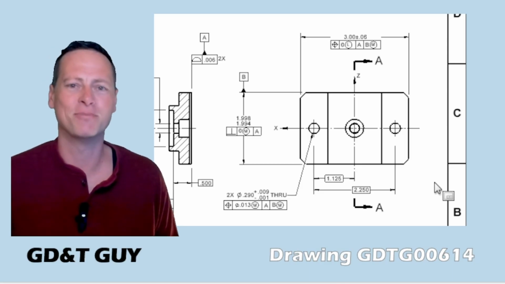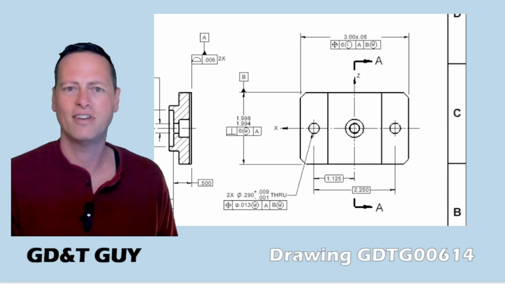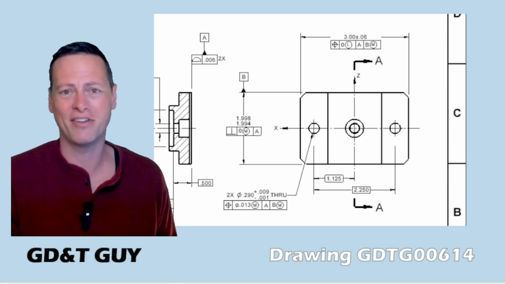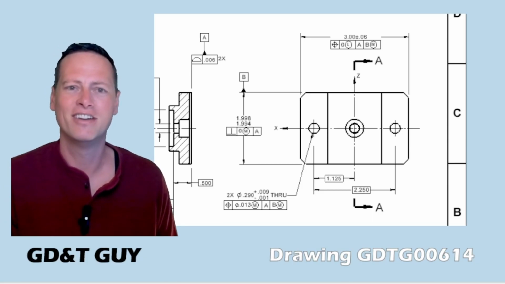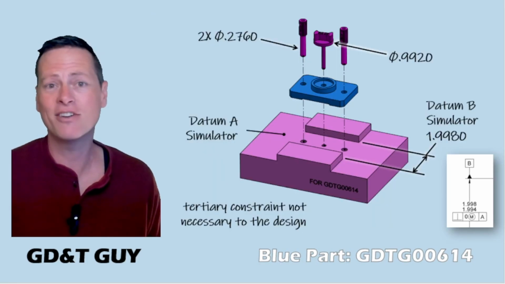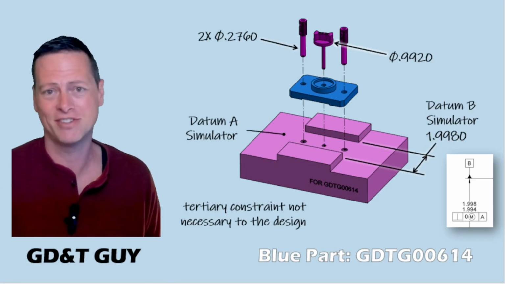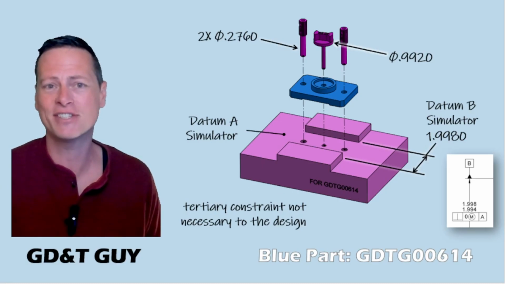Maybe you can see that I have some doubts about this drawing. Add to that the fact that we don't have anything like 4.10.3 to tell us that this is perfectly legit to leave out that tertiary constraint. But then again, I don't see anything in simultaneous requirements or anywhere else that says I need to have a 6DOF constraint to make this work.